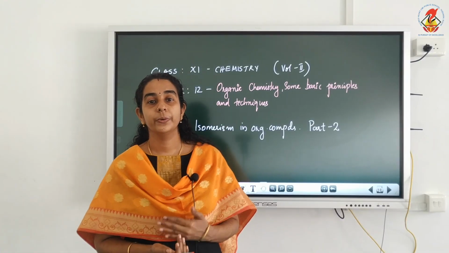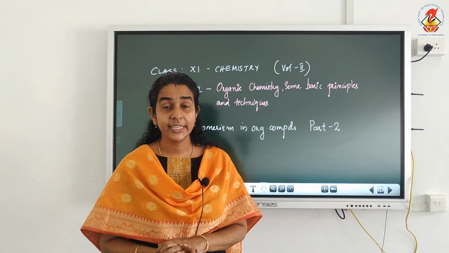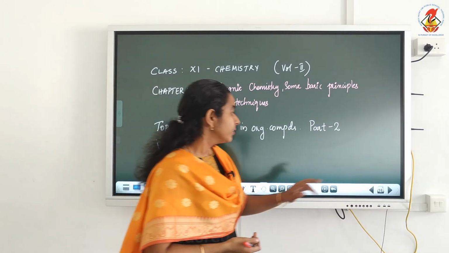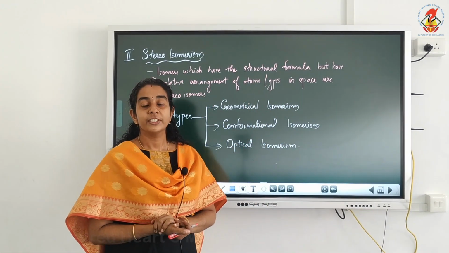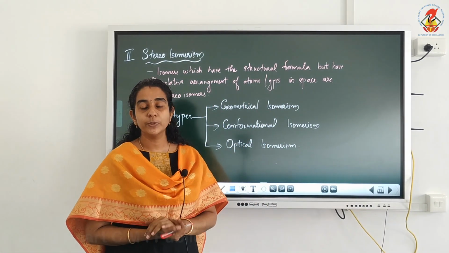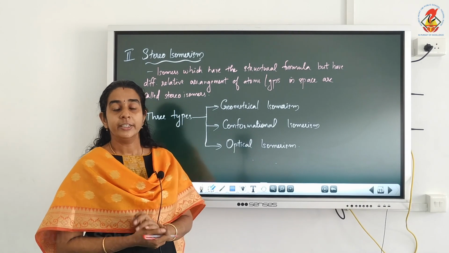Now we are going to study the second type of isomerism, that is stereoisomerism. In the previous video we learnt about structural isomerism, 6 types of structural isomerism. The next one is stereoisomerism.